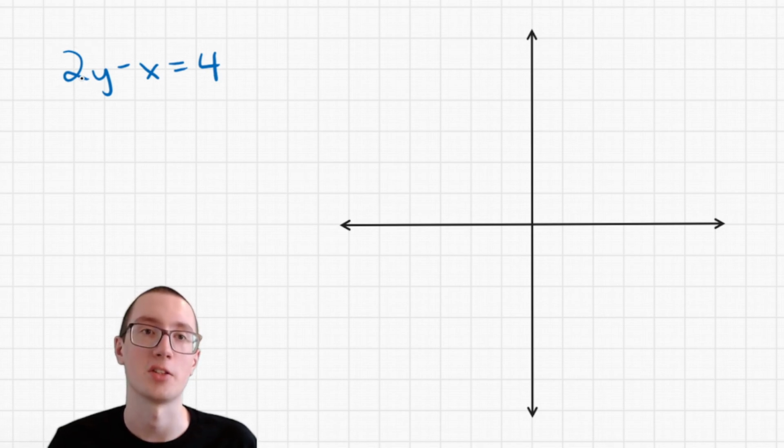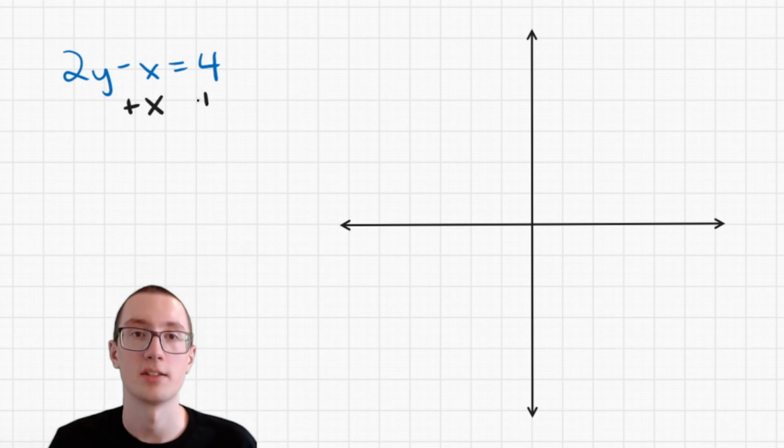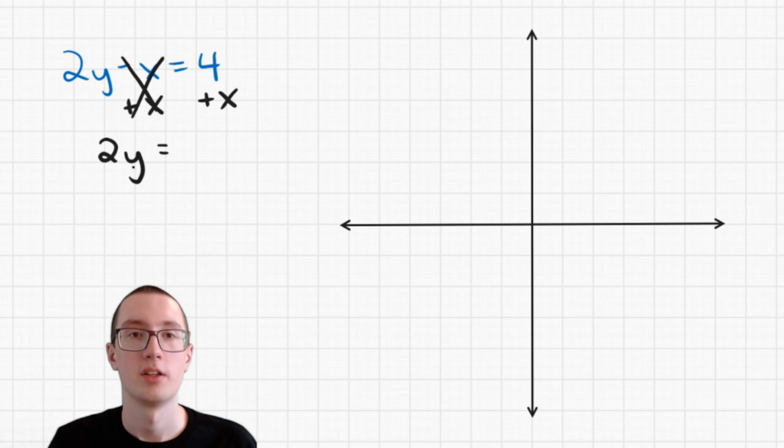We won't get rid of the 2 yet because the 2 is more attached to the y. So we can get rid of minus x by doing the opposite of minus, which is plus. We'll go ahead and add x to both sides. So these cancel, and on this side we just have 2y. And on the other side we have 4 plus x.